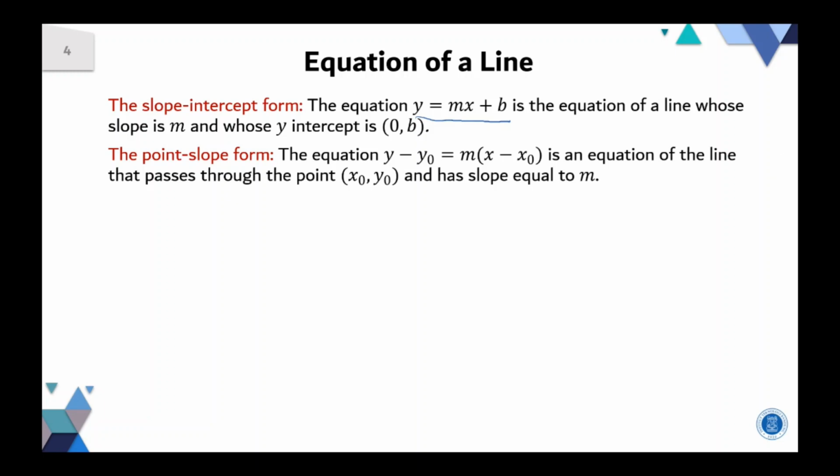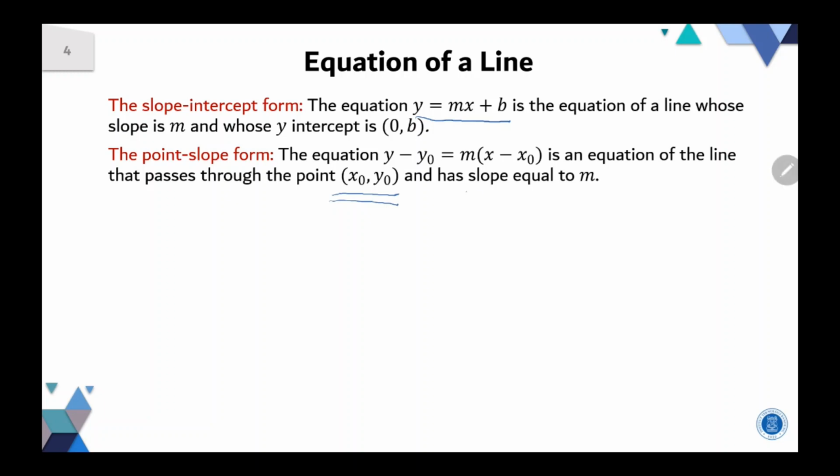The second equation is the point slope form. Here in the first one we need to know the slope and the intercept, and here we need to know the point and the slope. So for example, if we know the line passes through a certain point x0, y0, it doesn't have to be intercept. It can be any point as long as the point is on the line.